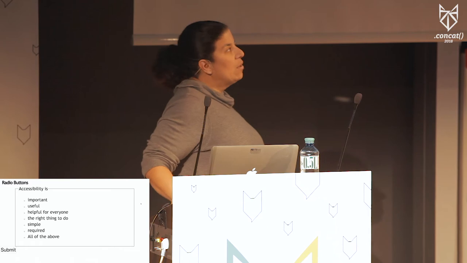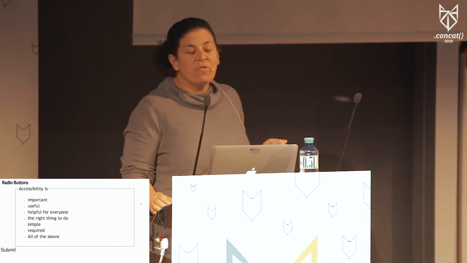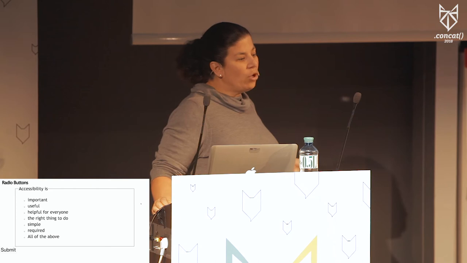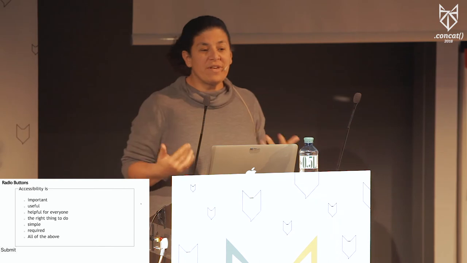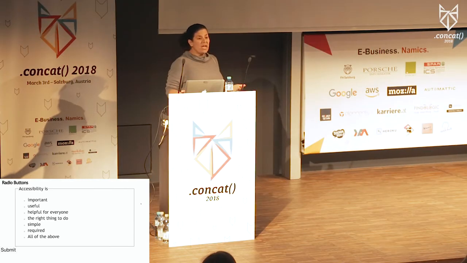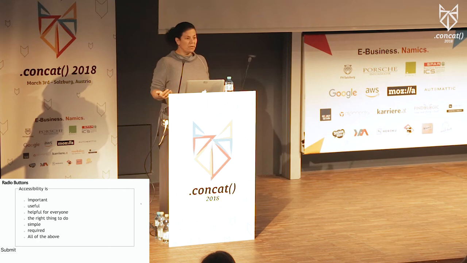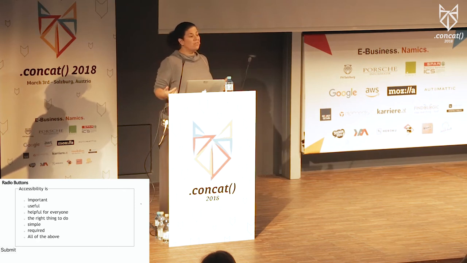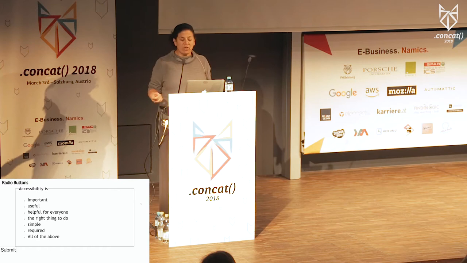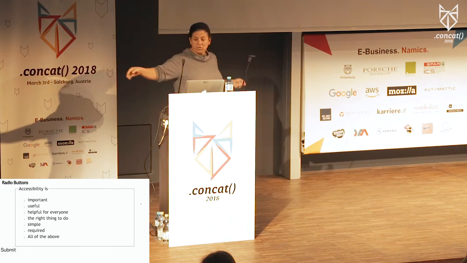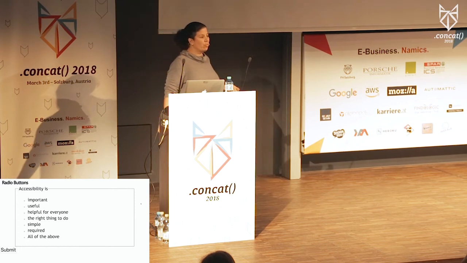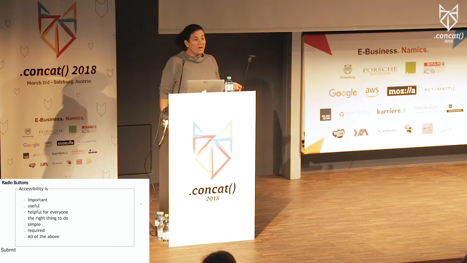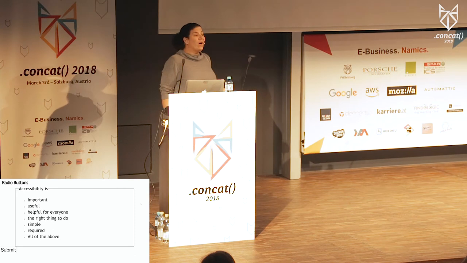And one thing that HTML does for us is it provides accessibility. In terms of accessibility, it's not only important because every one of us will need some sort of accessibility features, and some of us need them all the time. But it's also helpful to everyone. Those cuts in the corner, in the curb, help me with my suitcase, even though they might have been built for a pram or a wheelchair. And it's the right thing to do, it's easy to do, and you know what? In a lot of countries, it's required.